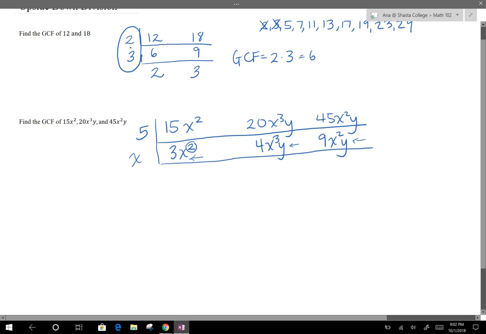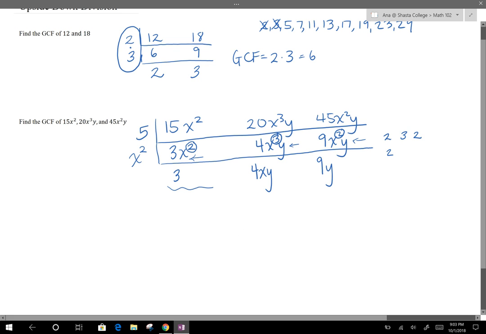This is a second power. Second term has 3. Third term has 2. So between 2, 3, and 2, the maximum number that is shared by all three is 2. So I'm going to take out x squared. 3x squared divided by x squared leaves me with 3. I leave the 4. X cubed, I take 2 out, leaves me with x, y. 9, I take out the x squared, I'm left with y.